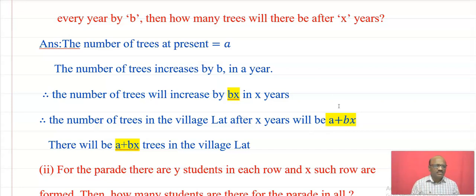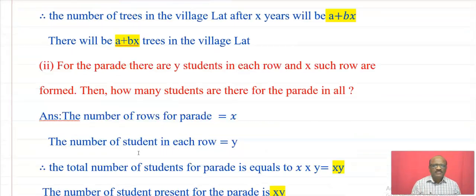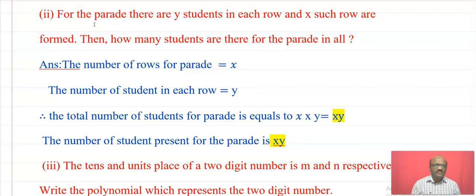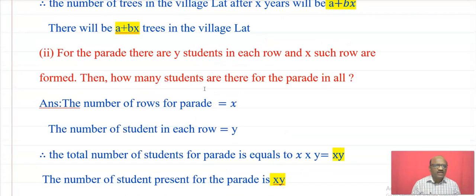Therefore the total number of the trees in that village is a plus bx. Now the next is, for the parade there are y students in each row and x such rows are formed. Then how many students are there for the parade in all?